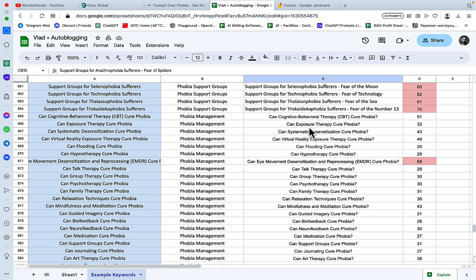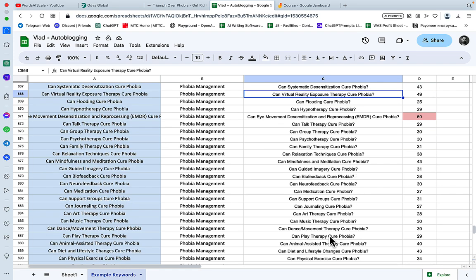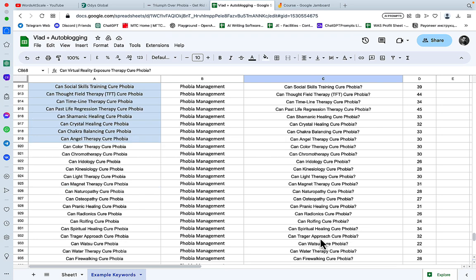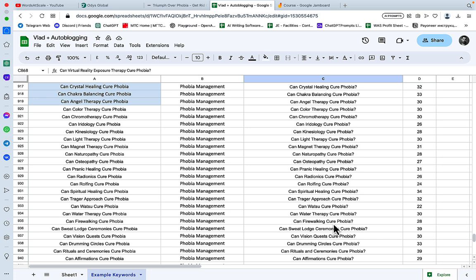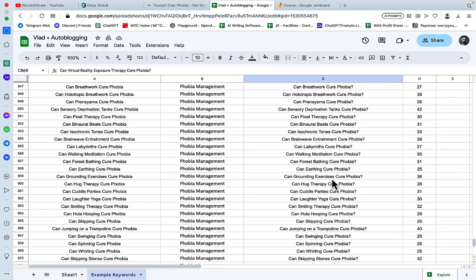So the second category is phobia management. And yes, I do have some medical thingies like cognitive behavioral therapy, exposure therapy, and whatnot. But then you have virtual reality, group therapy, talk therapy, journaling, music therapy, yoga, tai chi, acupuncture, aromatherapy. So I basically came up with as many different initiatives as possible, like spiritual healing, firewalking even, and then again constructed the keywords in a way that it says can, then the initiative from the list, cure, and then phobia. So again, this is in the hopes of getting extra traffic, and these keywords do not exist within Ahrefs or Google Keyword Explorer. So I wouldn't say I'm nervous, because I do feel that there will be some people looking up stuff like this. But this is again synthesized keywords that I brainstormed.